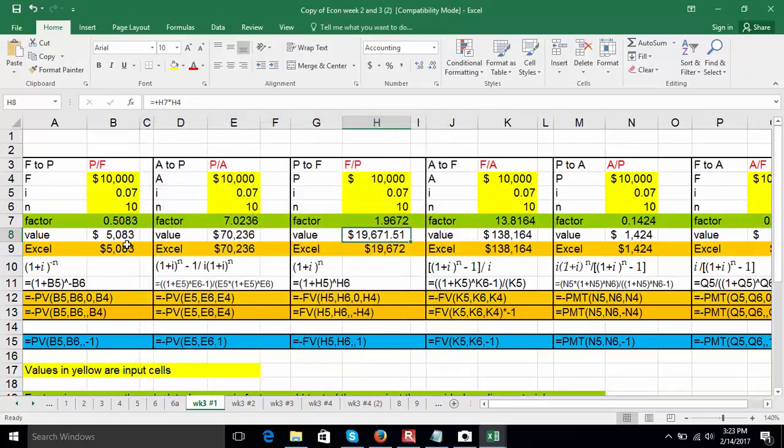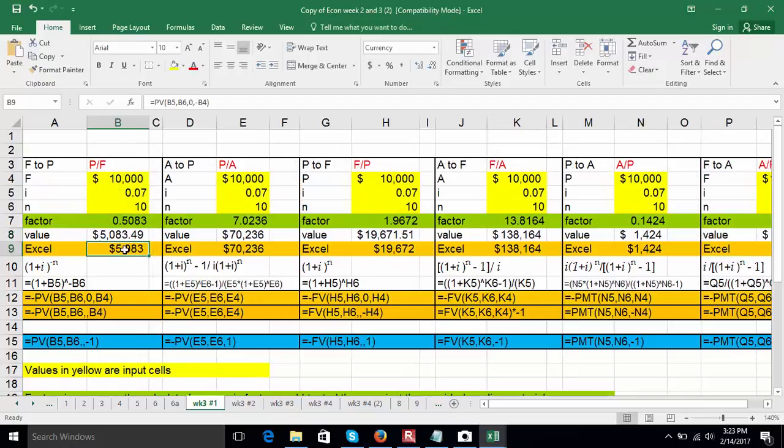Actually, I'll just keep it here. Okay, so this is, look, it's the inverse. So in this case, the factor comes straight out of the formula, right there. And this is the value we come up with when we multiply it by the future value. In Excel, we use the present value. So notice that instead of asking for the present value, it asks for the future value. There it is. And they come out to be exactly the same.